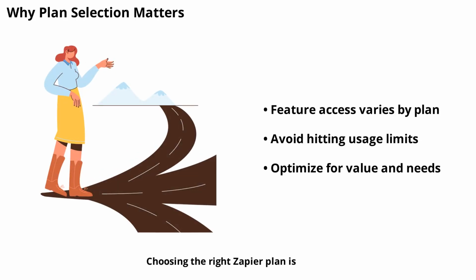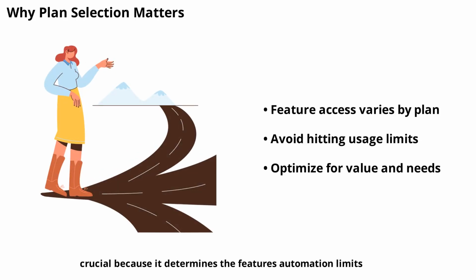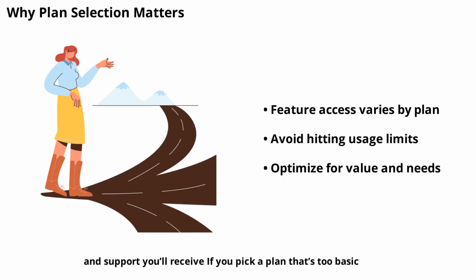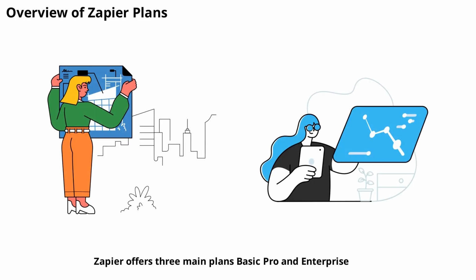Choosing the right Zapier plan is crucial because it determines the features, automation limits, and support you'll receive. If you pick a plan that's too basic, you might hit usage caps or miss out on advanced features. On the other hand, overpaying for a plan you don't need can waste resources. By understanding your workflow requirements and business goals, you can select a plan that fits perfectly, ensuring smooth automation and optimal value.